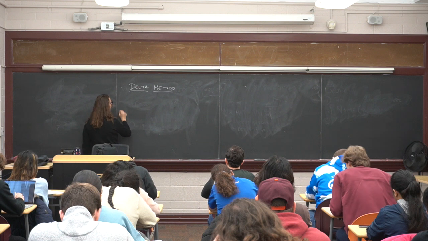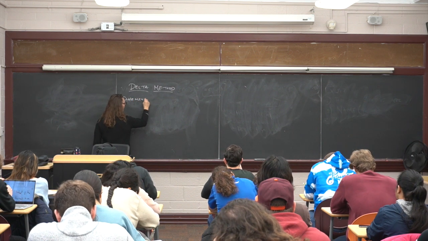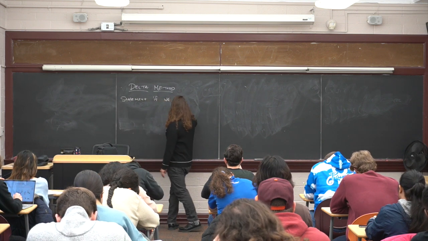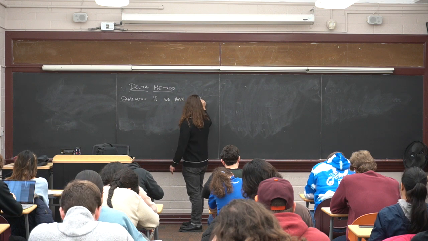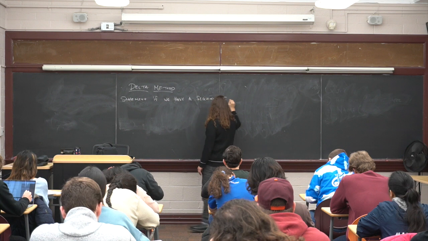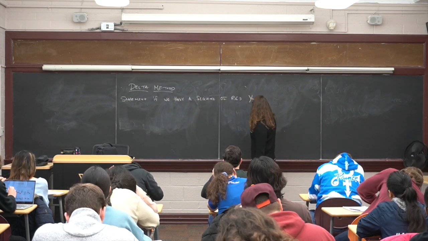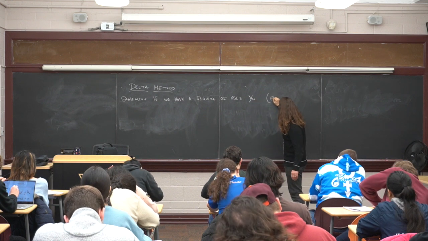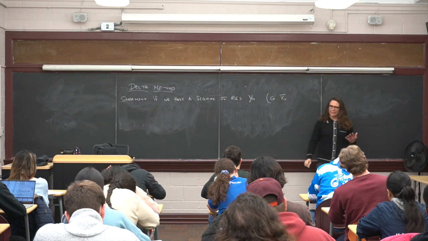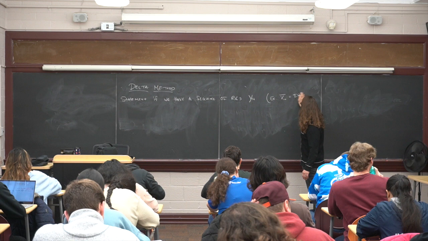So the delta method says, here's the statement. If we have a sequence of random variables, Yn, and here's an example, X bar n would be an example of Yn that has this property. It's asymptotically normally distributed.